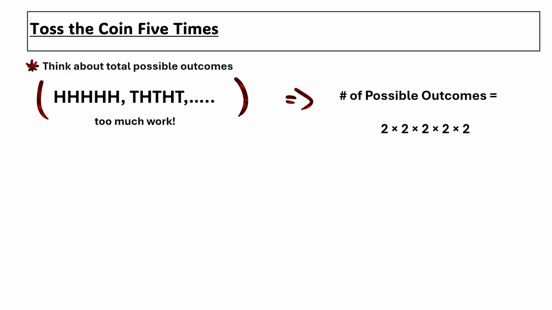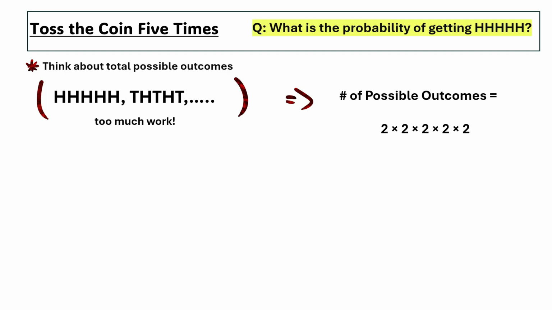Okay, I think we're ready for our first question, which is what is the probability of getting 5 heads? And you should note that this is the same as asking the question, what is the probability of getting heads on the first toss and heads on the second toss and on the third and fourth and fifth as well. So they're the same question, okay? So we have an AND statement. That's what I'm trying to say.